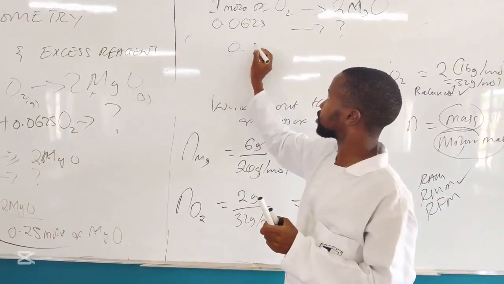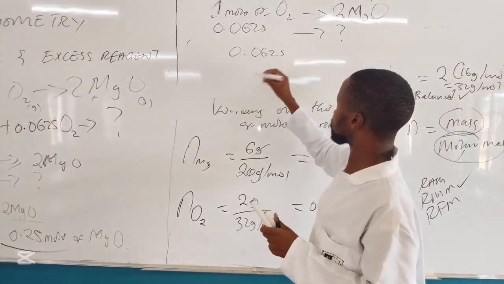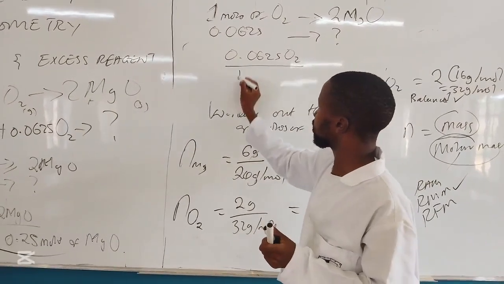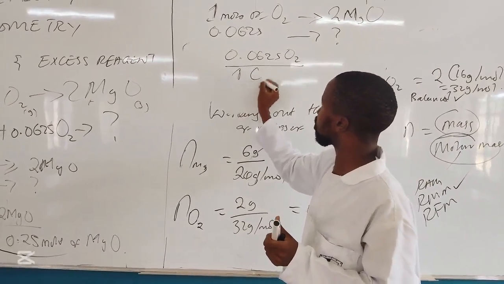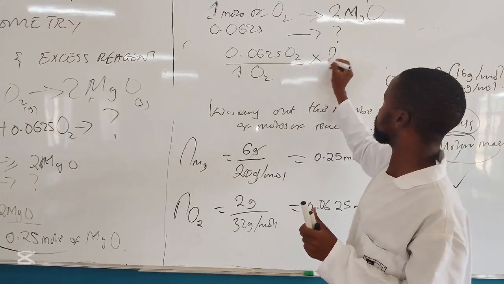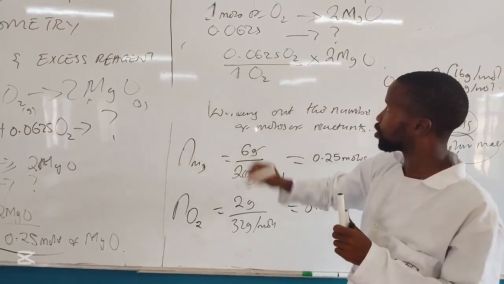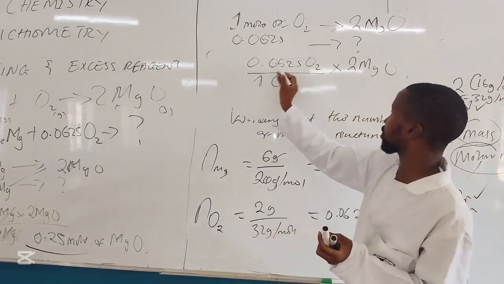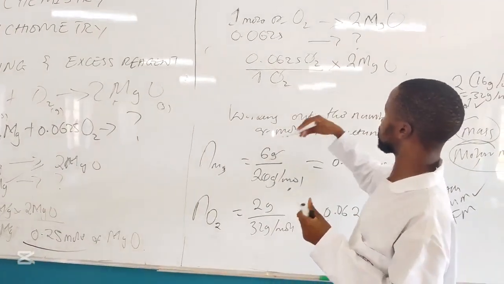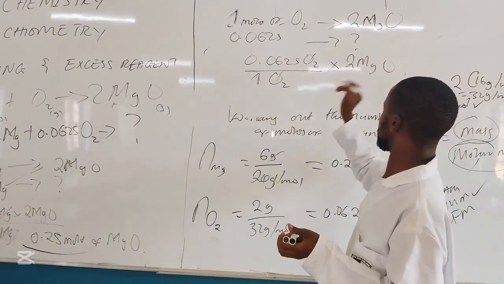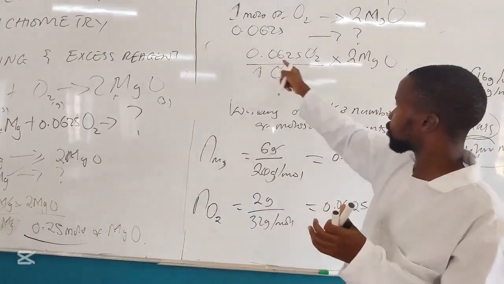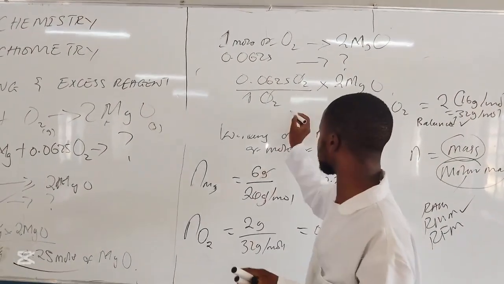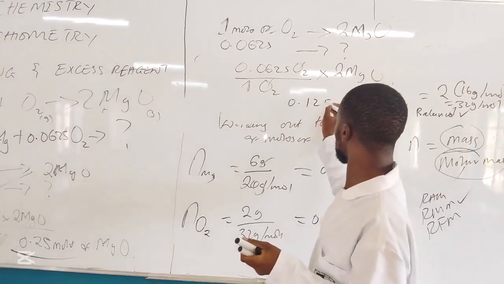So we're going to say 0.0625 O2 divided by 1 multiplied by 2 MgO. If we were to do the calculations there, it's just a matter of multiplying this by 2. Oxygen and oxygen, n of 1, it's a fraction, remember. 0.0625 times 2. Let's see what it is going to give us. It's giving us 0.125 MgO.